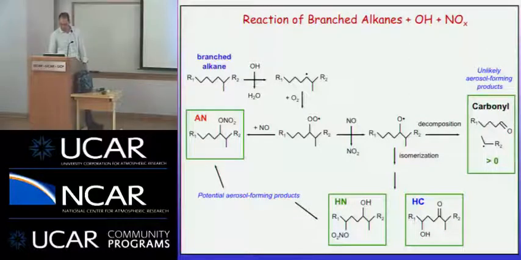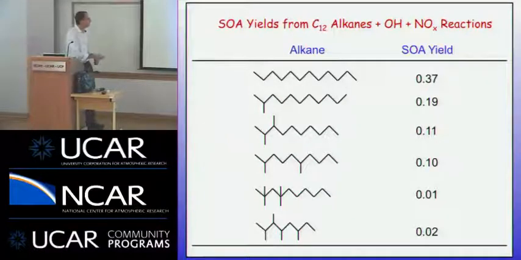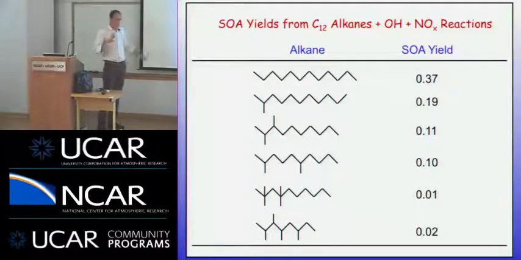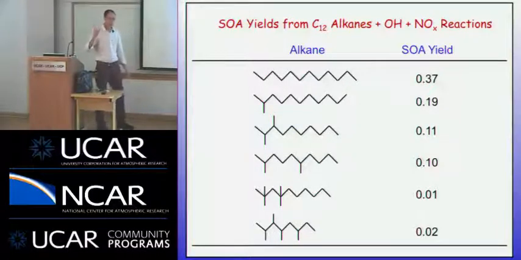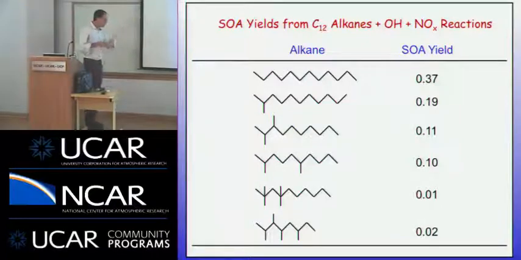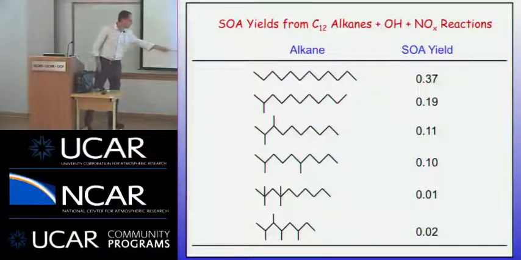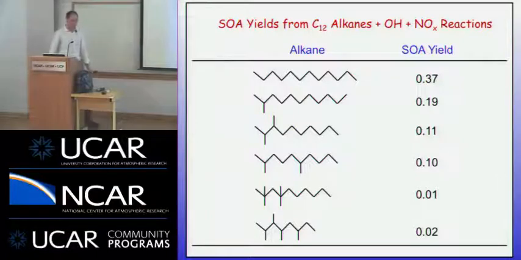So if we look at a series of C12 alkanes with these structures, all with nominally the same vapor pressure more or less, but just different positions where the carbons are, what one sees is that the aerosol yields drop from roughly 40% down to almost 0 by just moving things around on the carbon chain. And so again, it's just the fact that the increased branching increases decomposition rates of alkoxy radicals.